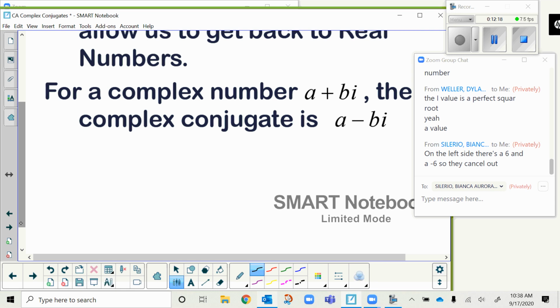For any complex number in the form a plus bi, the complex conjugate for it is the exact same thing, but with the plus changed to a minus. So for example, if my complex number was 5 plus 6i, to find its conjugate, all I have to change is the plus to a minus.